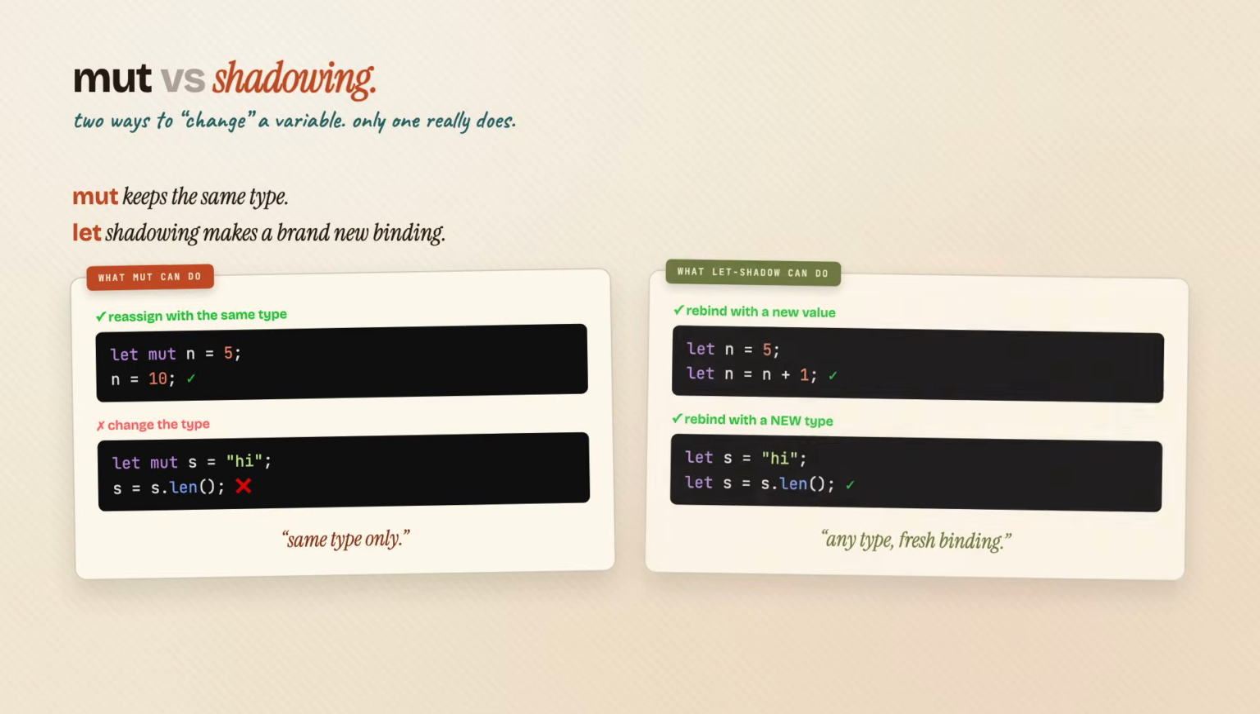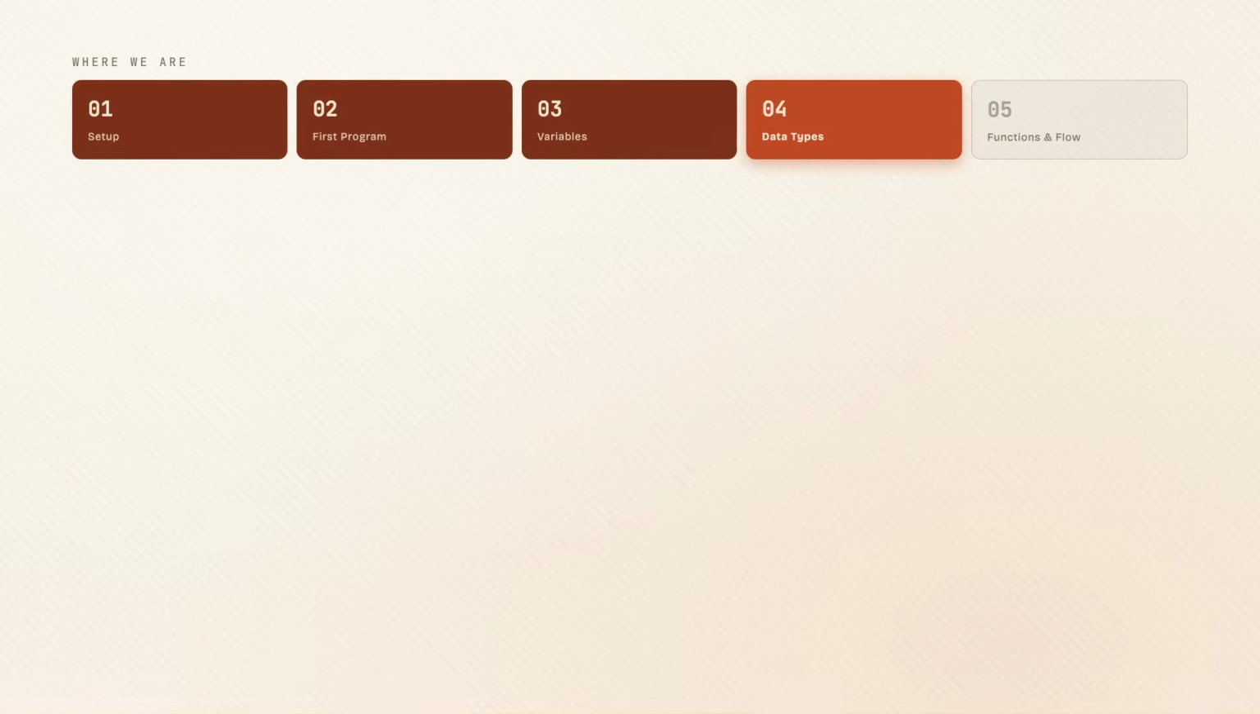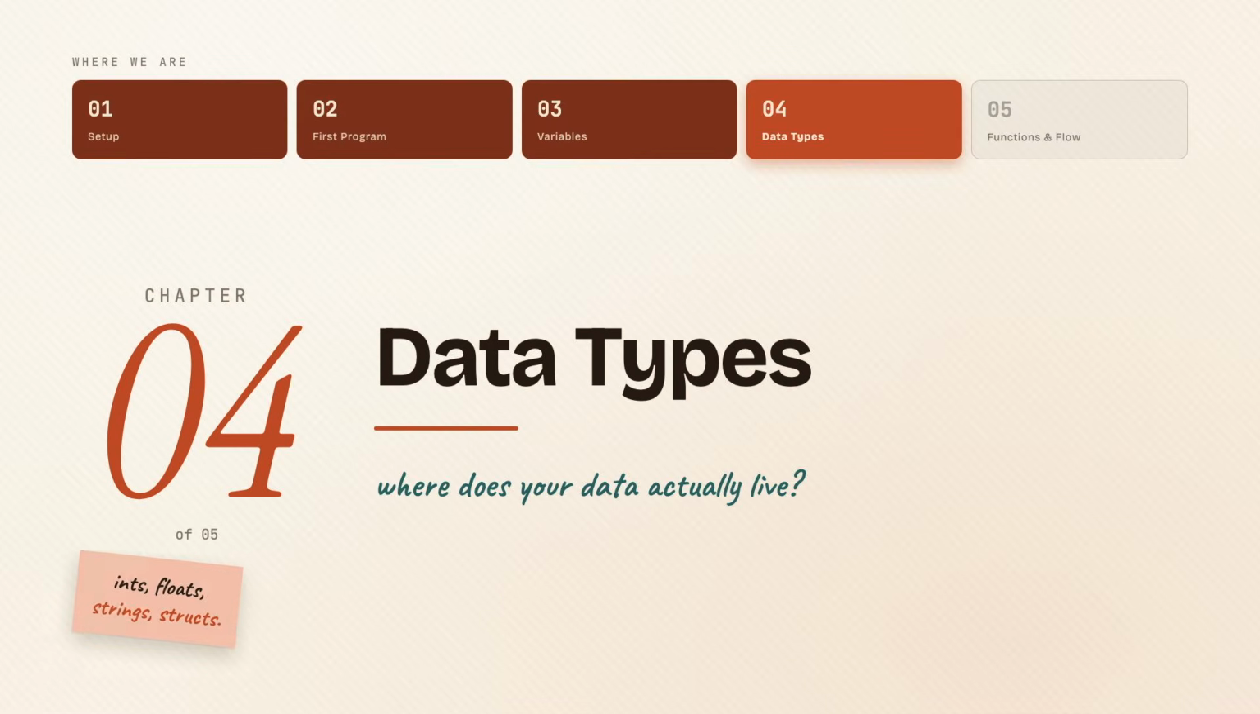It uses the same name, a brand new binding, and a fresh type. You can take a string slice and rebind it to its length with no problem. You need a different type, use let. You need a new value, same type, you can use the mut keyword. Now let's learn about the data types.